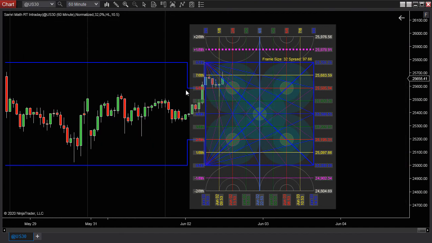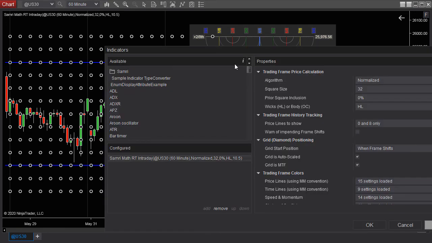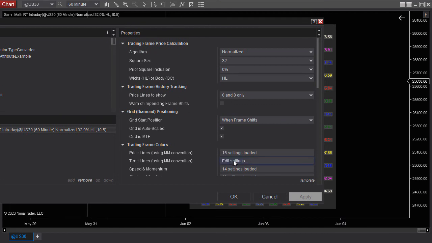If you're trading you know that these lines are called speed lines. You've got the 45-degree angle coming down, you've got the 45-degree angle going up, you've got a bunch of other angles, and the ones in blue are major speed lines. The ones in magenta are the minor speed lines. You can control how they look, all of them, and whether they appear on your chart or not, on your grid or not.